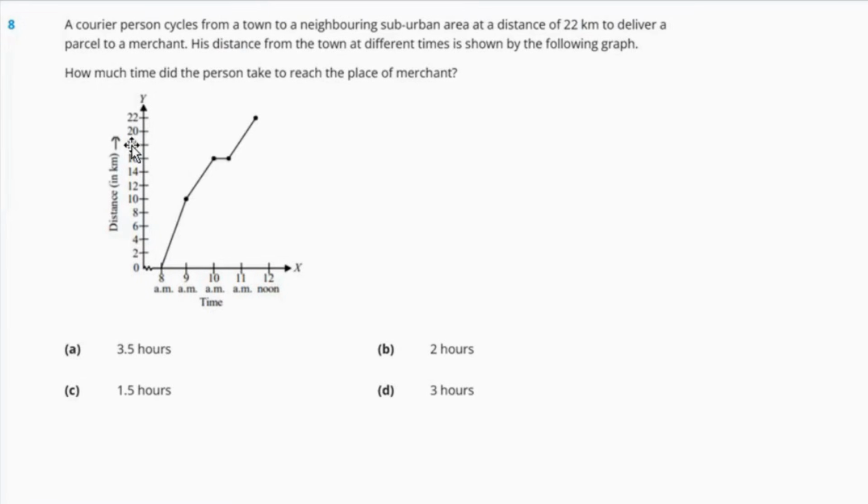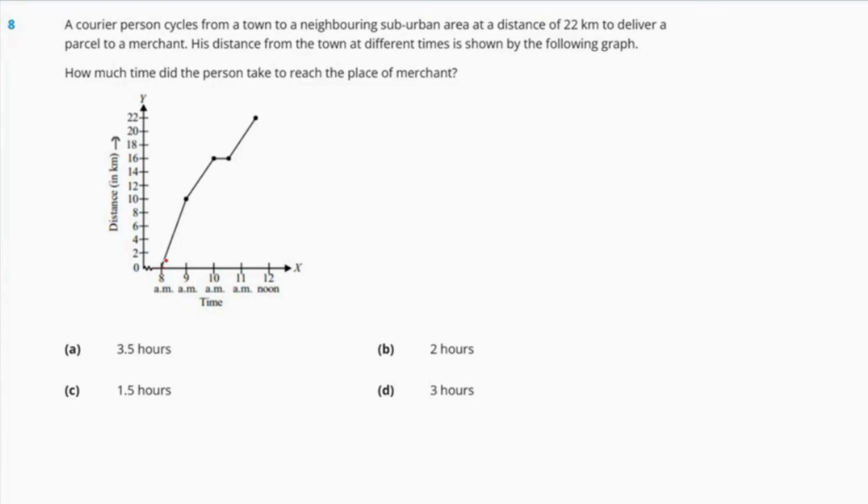Now the next question. A courier person cycles from a town to a neighboring suburban area at a distance of 22 kilometers to deliver a parcel to the merchant. His distance from the town at different times is shown by the following graph. How much time did the person take to reach the place of the merchant? So he started at 8 a.m.